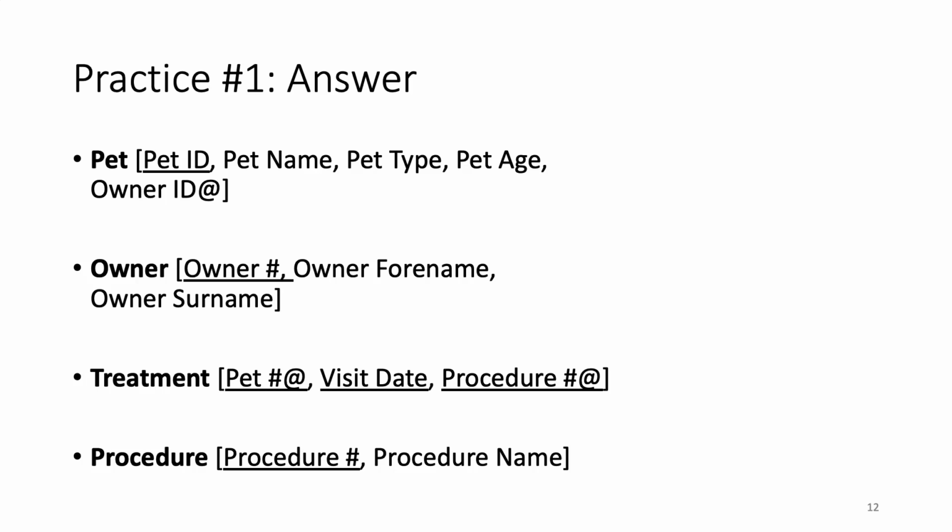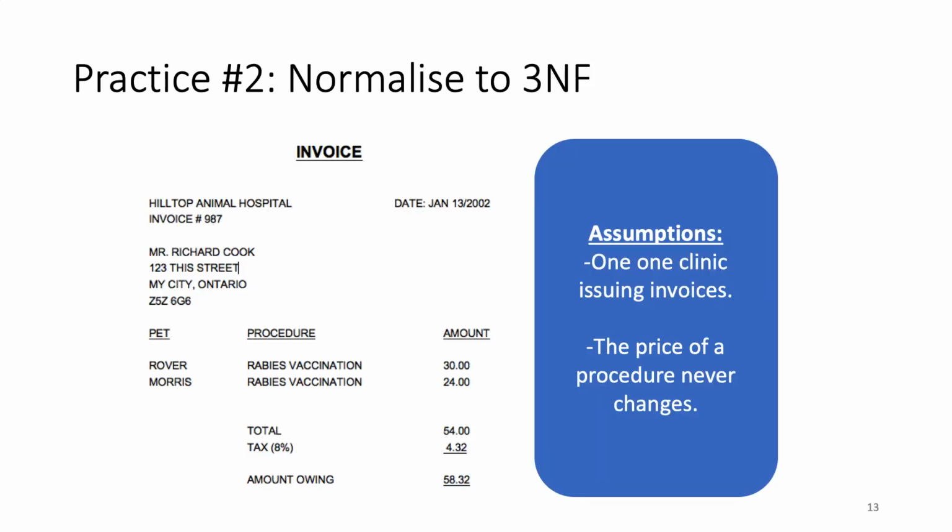Okay, so let's have a quick look. Oh, and then okay, so there it's written out in the kind of format that we like. Que sera, sera. So let's have a look then at the second example, another doggy-related one. It's invoices from work. So, fairly obvious things, a couple of assumptions. One clinic, price of procedure never changes. So an invoice for this person, and here are some repeating data.